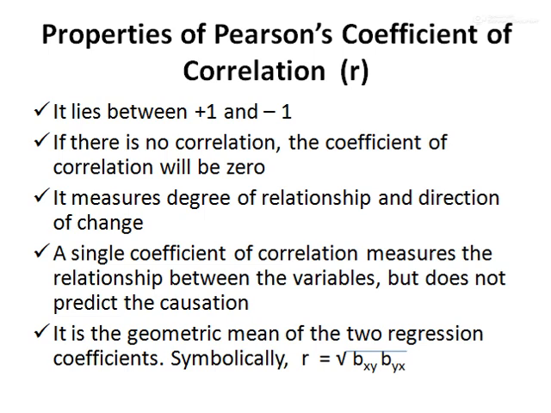Now let us see the important properties of Karl Pearson's coefficient of correlation. The first property is that the coefficient of correlation lies between plus 1 and minus 1. The second is, if there is no correlation, then the value of the correlation coefficient will be 0. The third property is, the correlation coefficient measures the degree of relationship and the direction of change.